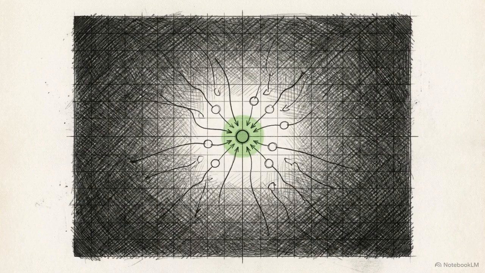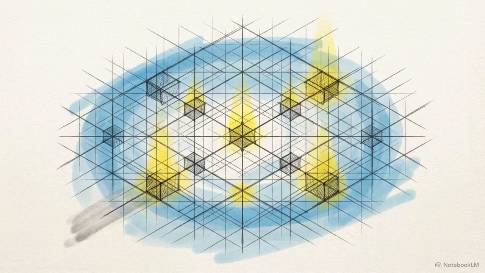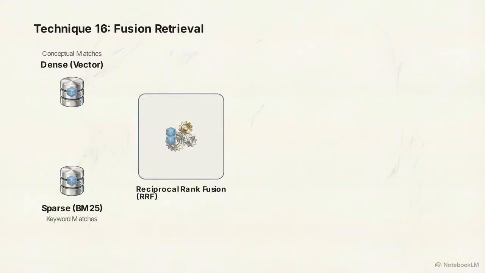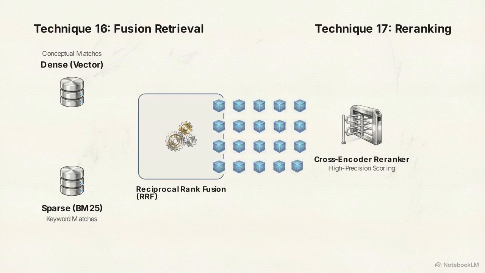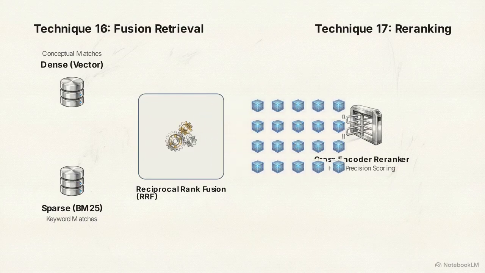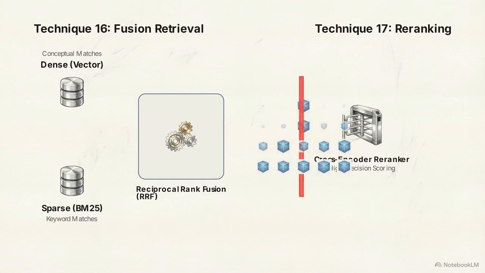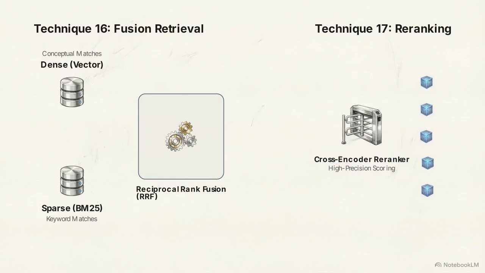Relying on a single vector index creates blind spots. Technique 16, Fusion Retrieval, runs dense semantic searches in parallel with sparse BM25 keyword searches. The reciprocal rank fusion algorithm merges the results. Next, Technique 17 introduces re-ranking. A fast retriever pulls 20 candidates, which are ruthlessly rescored by a heavy cross-encoder model to identify the true top 5 results.